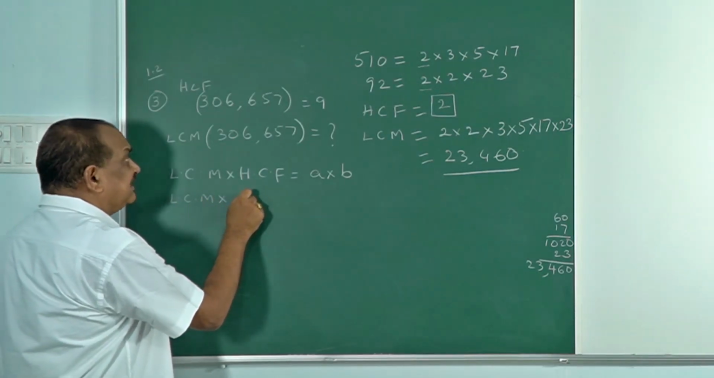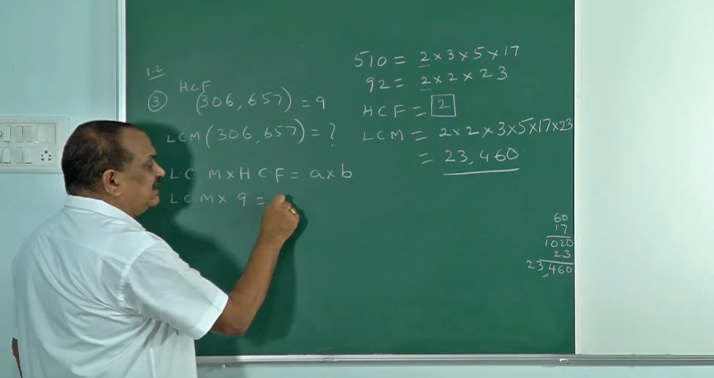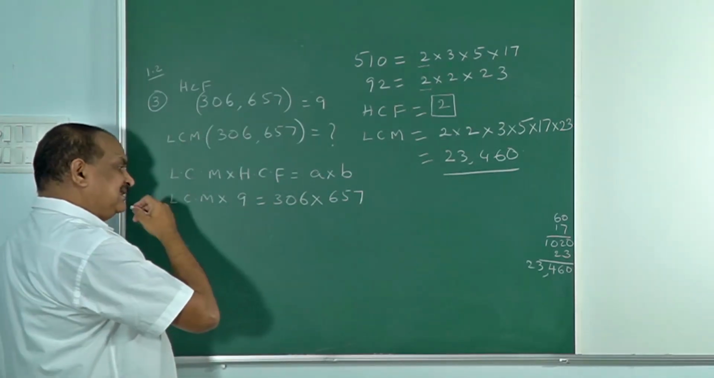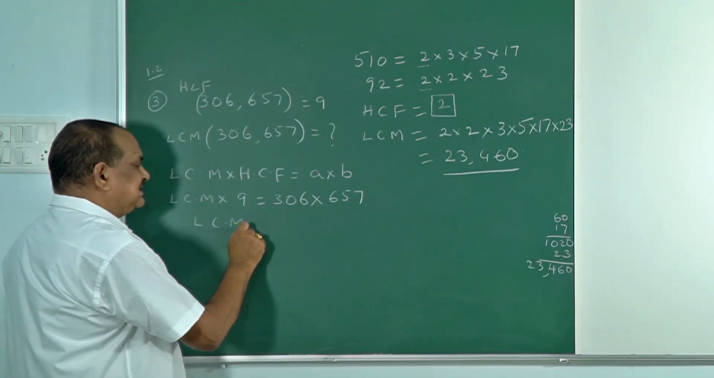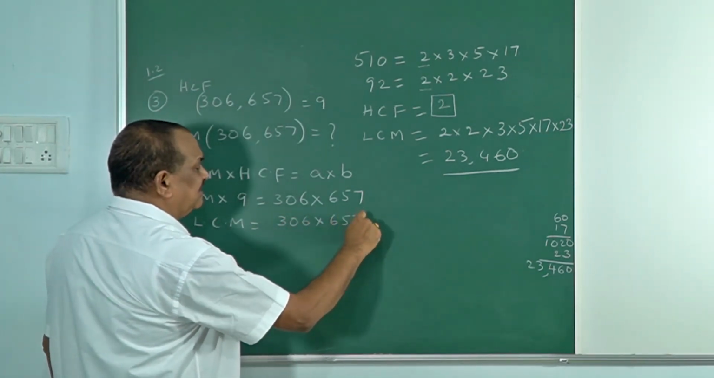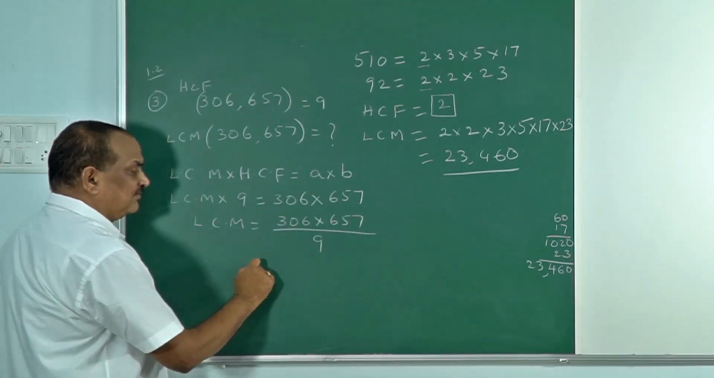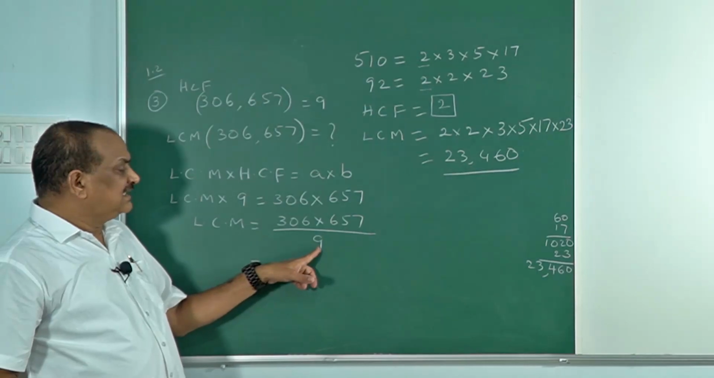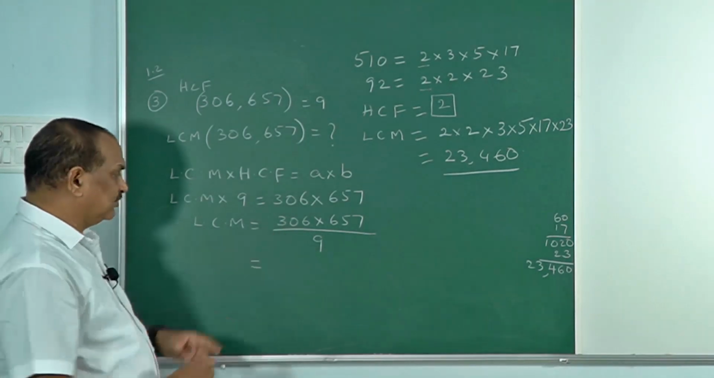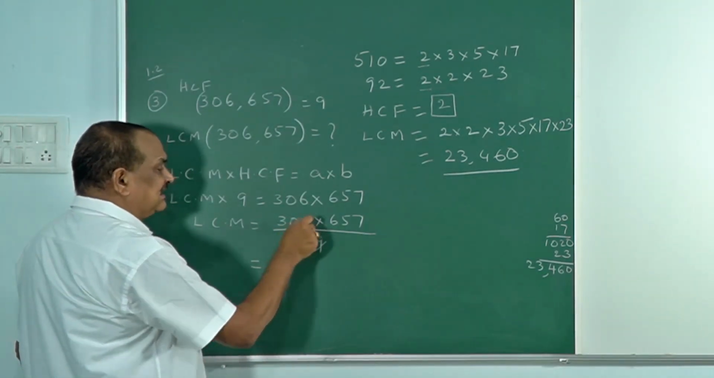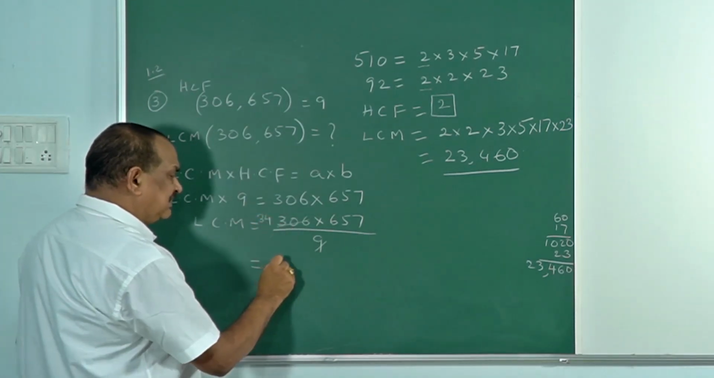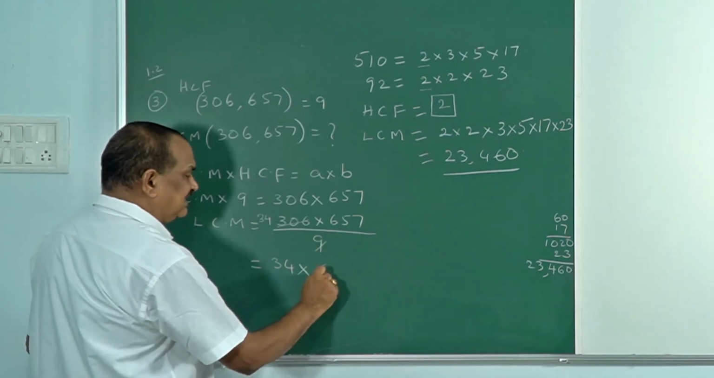I know my HCF is 9 and my first number is 306 and second number is 657. So this is a very simple proposition. My LCM is, this 9 comes down to the denominator. That's it. 657 by 9. Okay, and this 9 goes in this one. Okay, 9 times 3 is 27 and 36 is 9 times 4. So this gets cancelled in this one. So you have a 34 left here and this is 657.